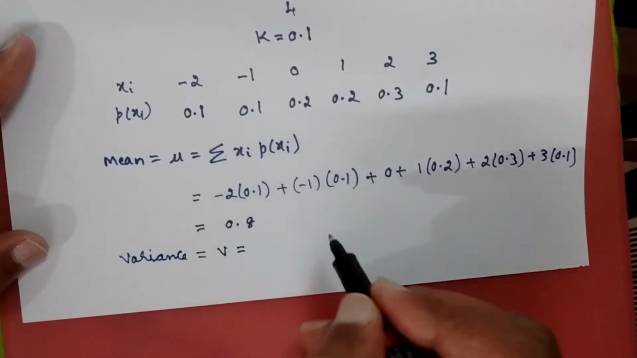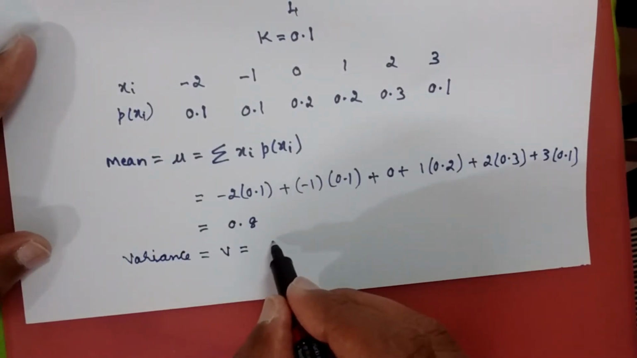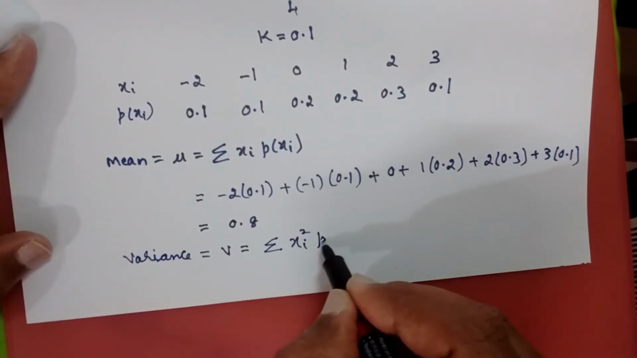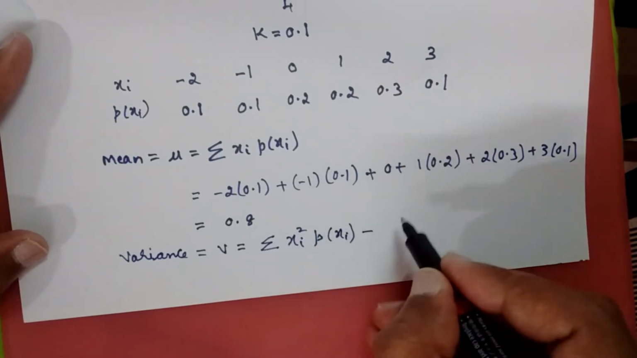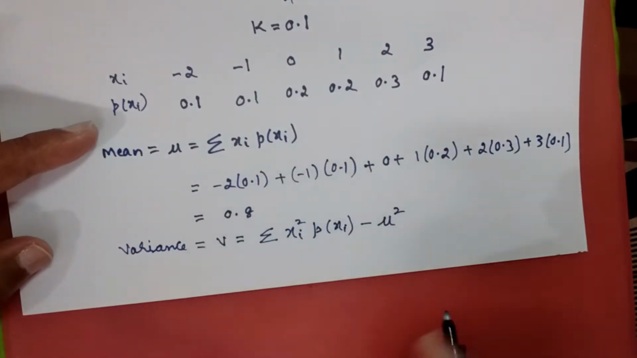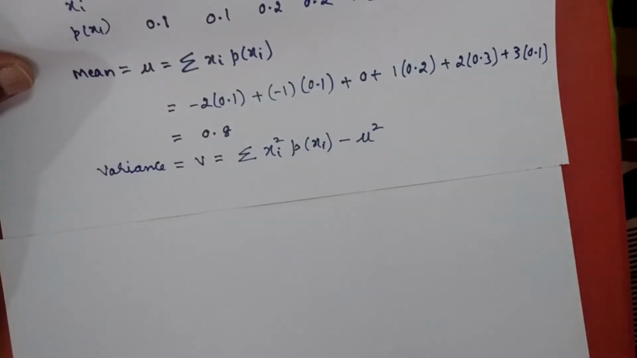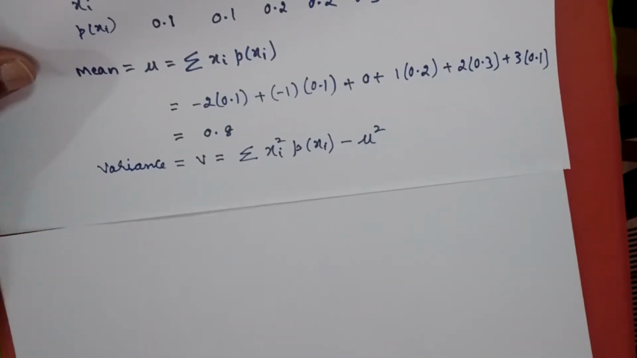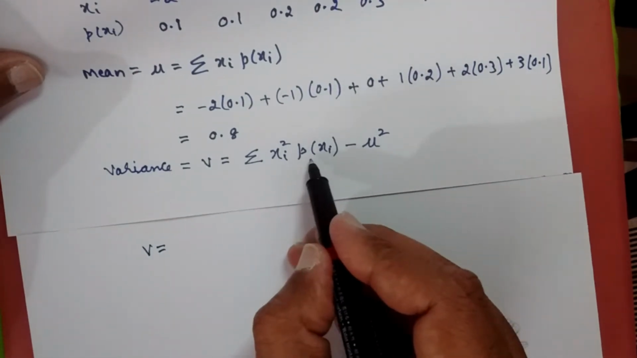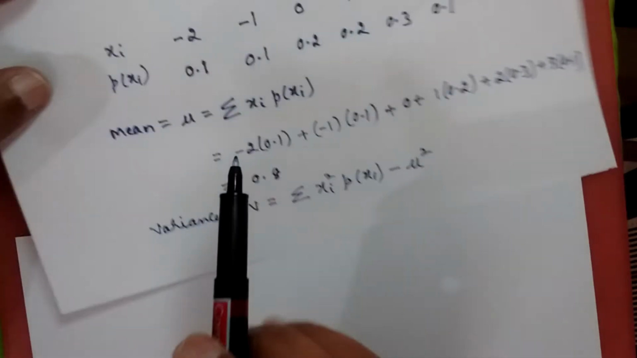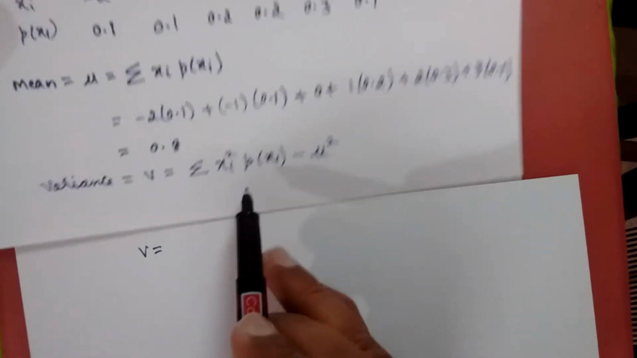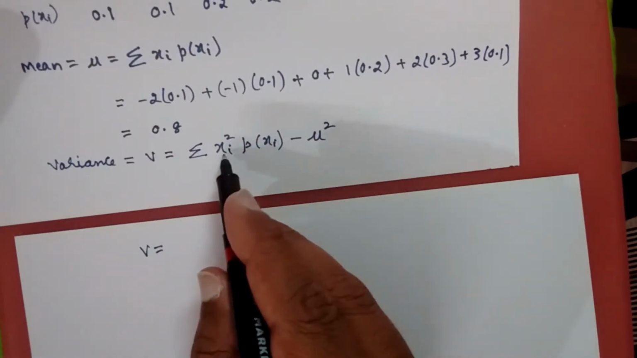Variance v is equal to, I have given you two formulas, so I will be using one of them: the summation of xi square into p of xi, minus mu square. Let us plug in the values. So you have to square x and multiply that by p of x. Square this value of x and multiply with p of x. That is what we have. So just see the table and try to complete this.